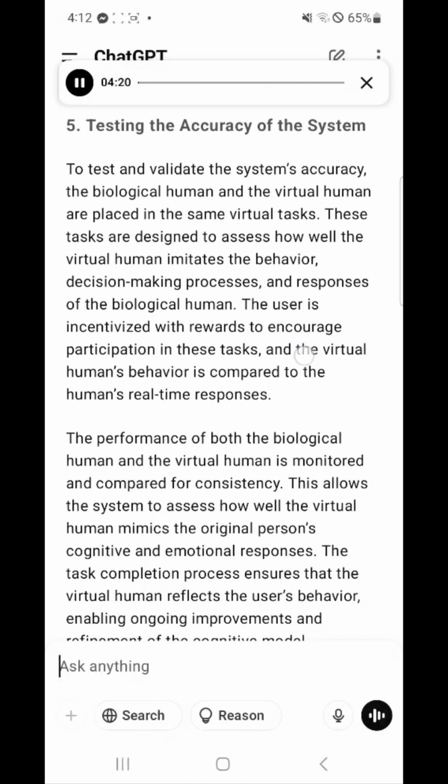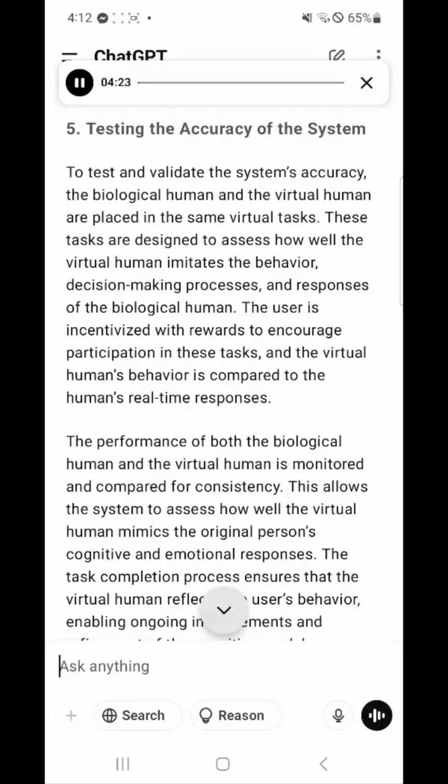To test and validate the system's accuracy, the biological human and the virtual human are placed in the same virtual tasks. These tasks are designed to assess how well the virtual human imitates the behavior, decision-making processes, and responses of the biological human. The user is incentivized with rewards to encourage participation in these tasks, and the virtual human's behavior is compared to the human's real-time responses.